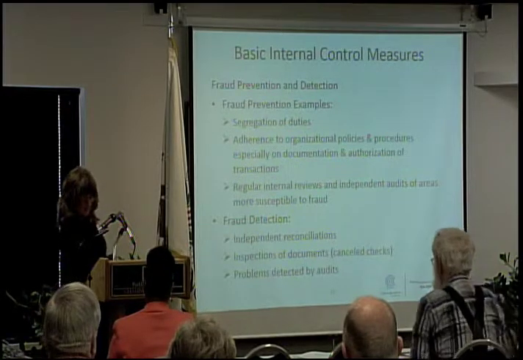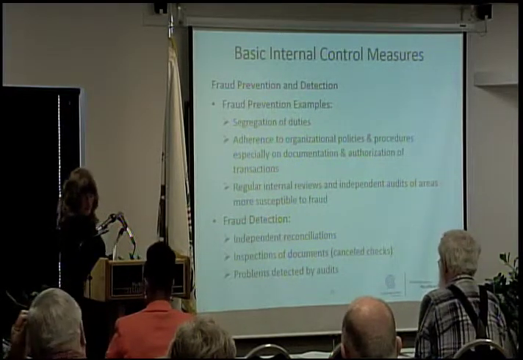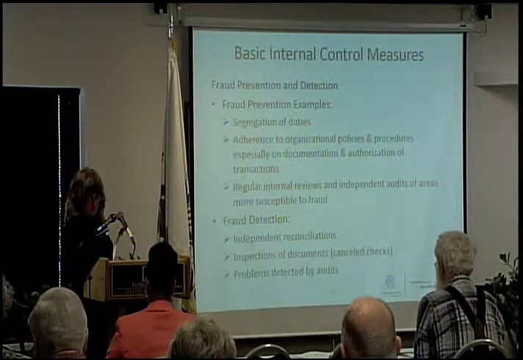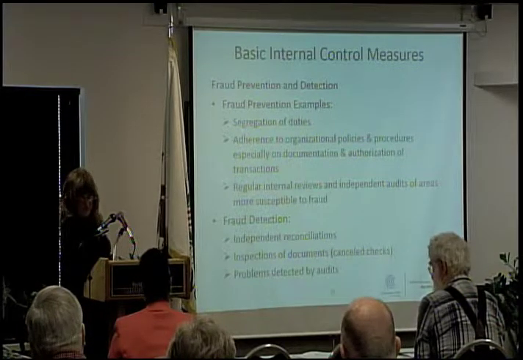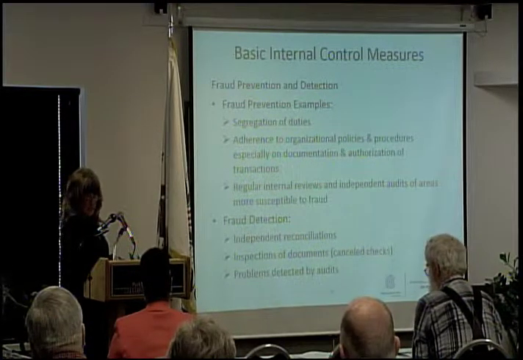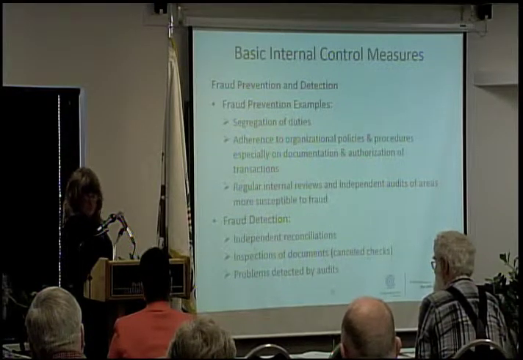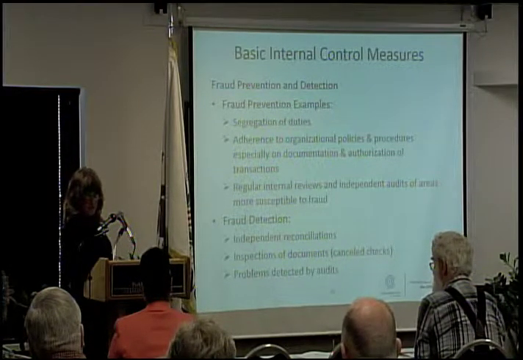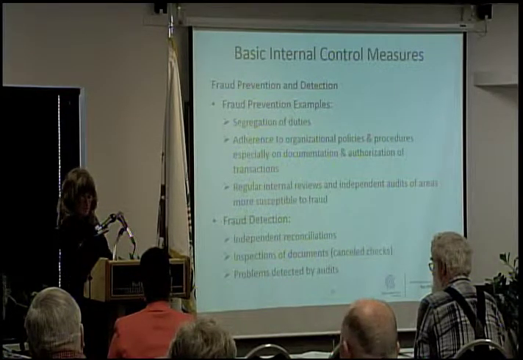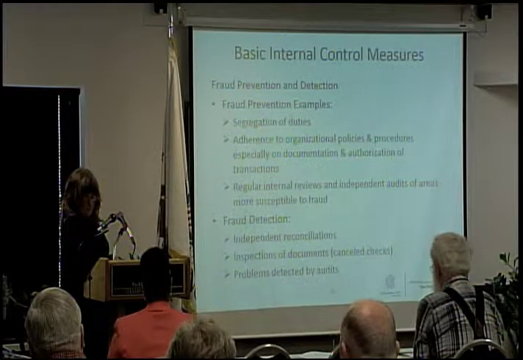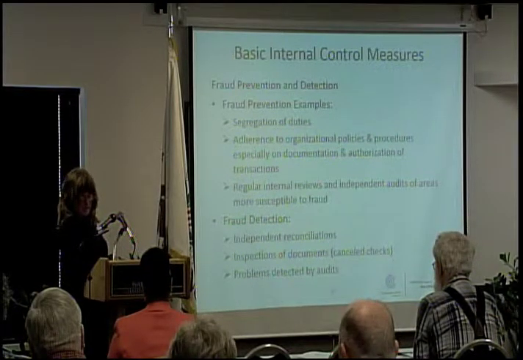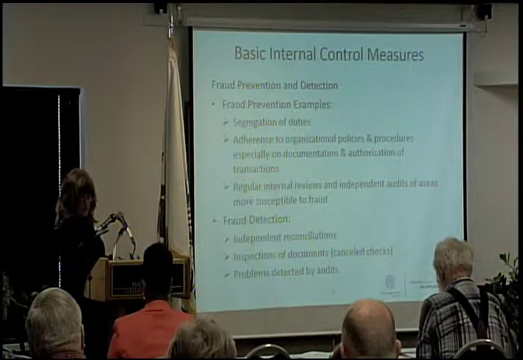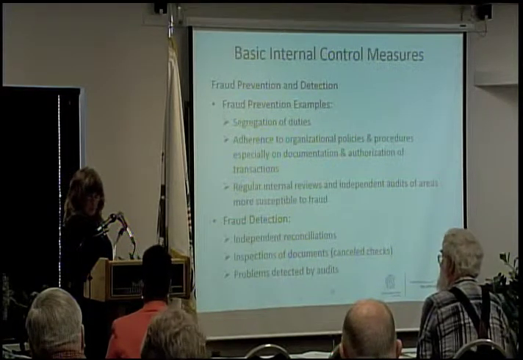Fraud prevention examples. Some examples of fraud prevention are the segregation of duties, the rotation of duties and positions that are susceptible to fraud, requiring the employees handling financial transactions to take their regular two weeks' vacation, adherence to organizational policies and procedures, especially those concerning documentation and authorization of transactions, physical security over the assets, proper training of your employees, independent reviews and monitoring tasks, clear lines of authority, conflict of interest policies which are enforced, and regular independent audits of areas more susceptible to fraud.